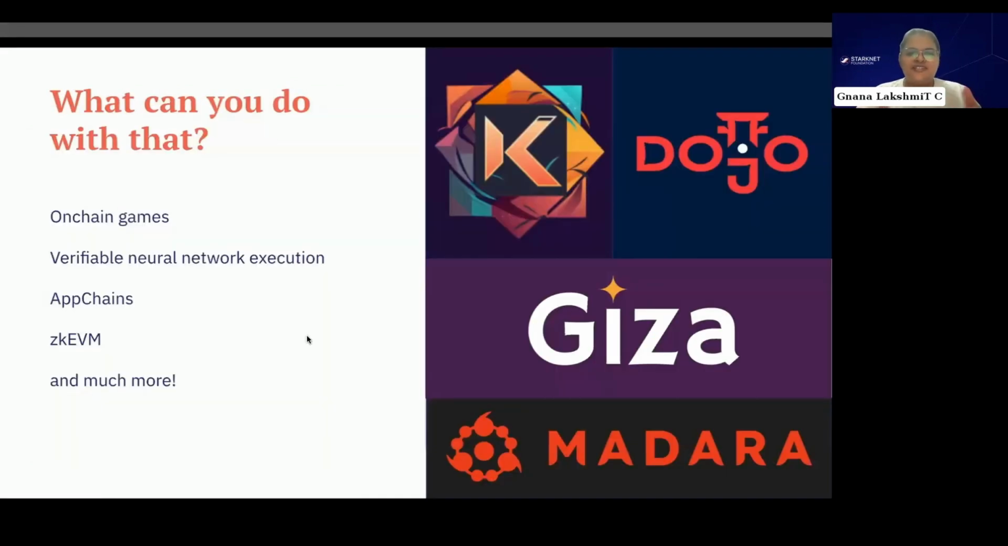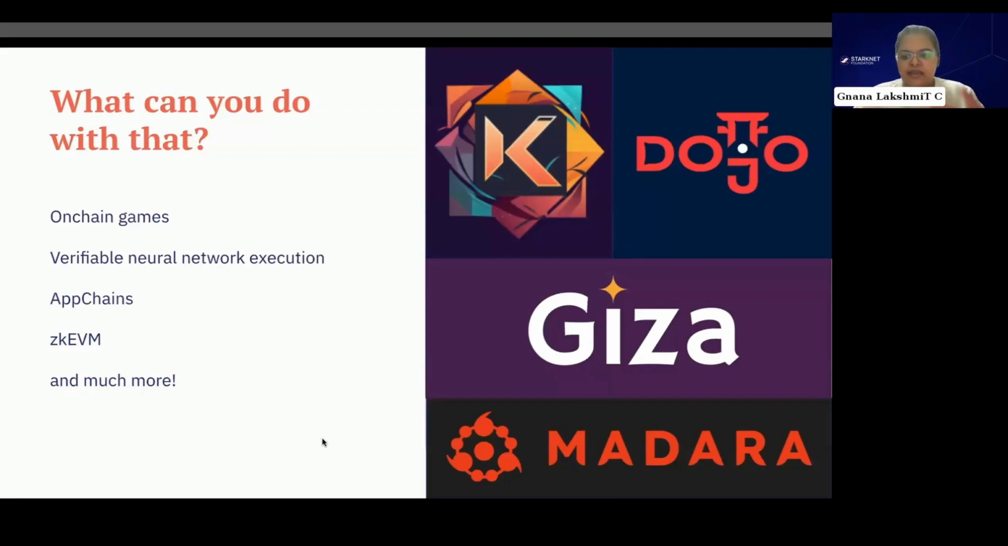What can you do with all that you learned? That is Starknet smart contracts. You can build on-chain games. You can work on things like Giza, which is verifiable neural network execution. Please don't ask me what this does because I have no clue. I have some ML background, but I don't know what is happening at the intersection of ML and blockchain. But whatever is happening, it's really cool cutting edge stuff.